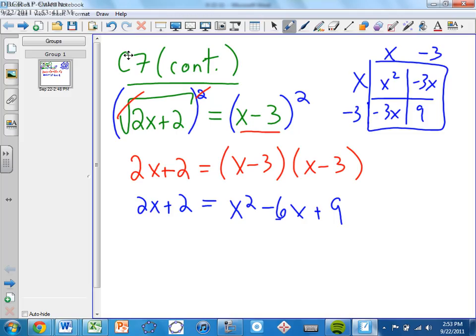Okay, again, when you do the outer, you're going to get negative 3x, and when you do the inner, you're going to get negative 3x. Oh, okay. I was thinking about multiplication, that's why. Because this is negative 3 here, times x is negative 3x. This is negative 3 times x is another negative 3x, giving you negative 6x.